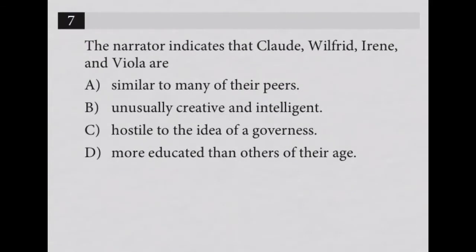7. The narrator indicates that Claude, Wilfred, Irene, and Viola are A, similar to many of their peers. Lady Carlotta learns about Mrs. Quabarl's children, Claude, Wilfred, and Irene. The narrator then describes Mrs. Quabarl's child Viola as something or other else of a mold equally commonplace among children of that class and type in the 20th century. This statement about Viola implies that all of the Quabarl children have skills typical of, or of a mold equally commonplace to, other peers in their social class.